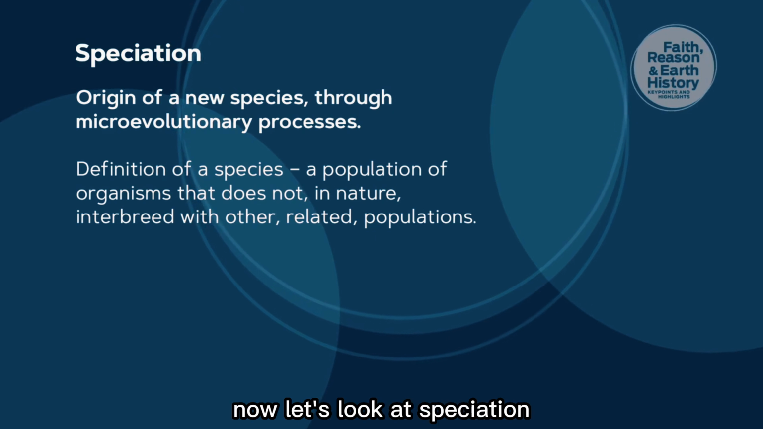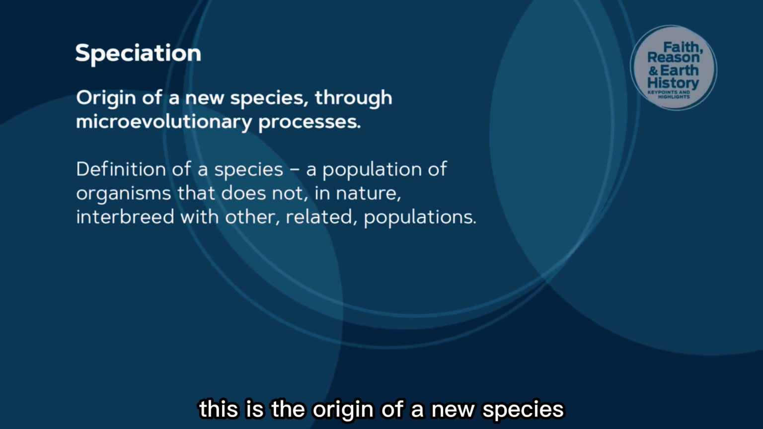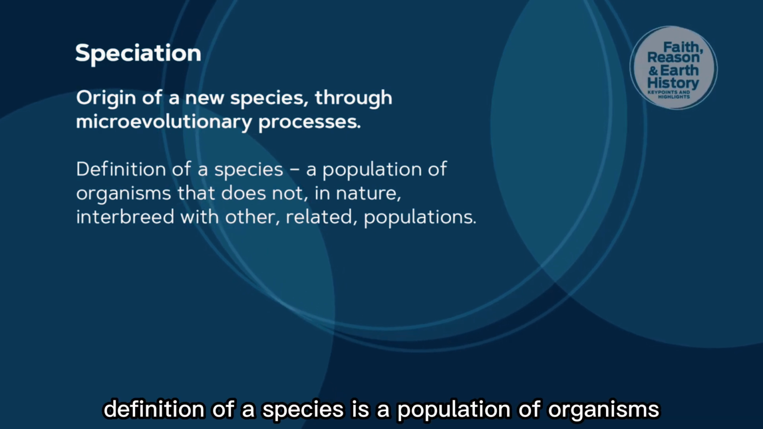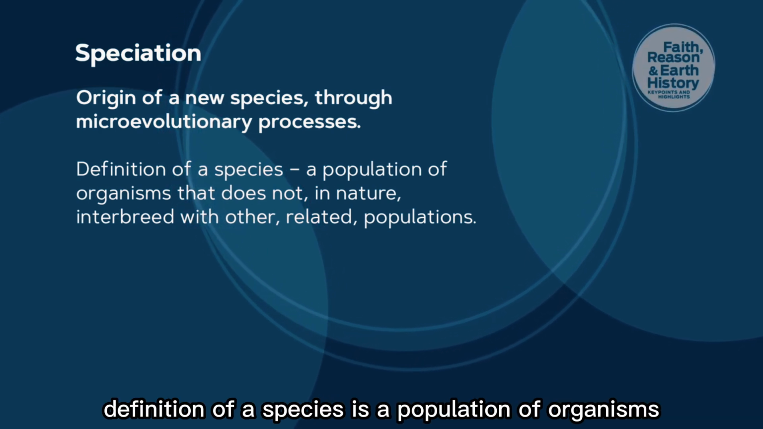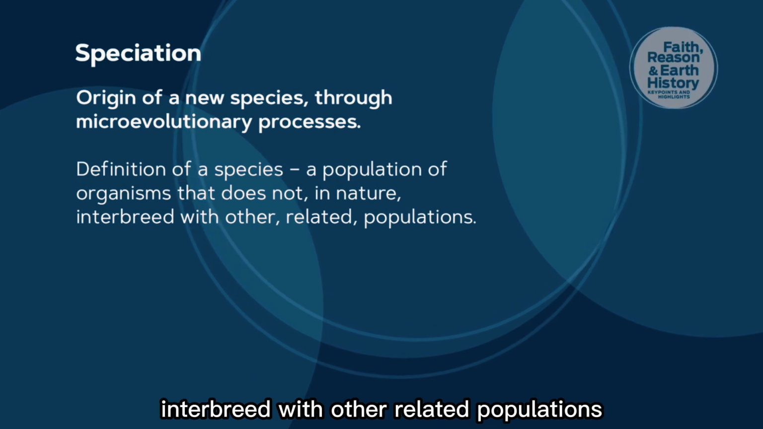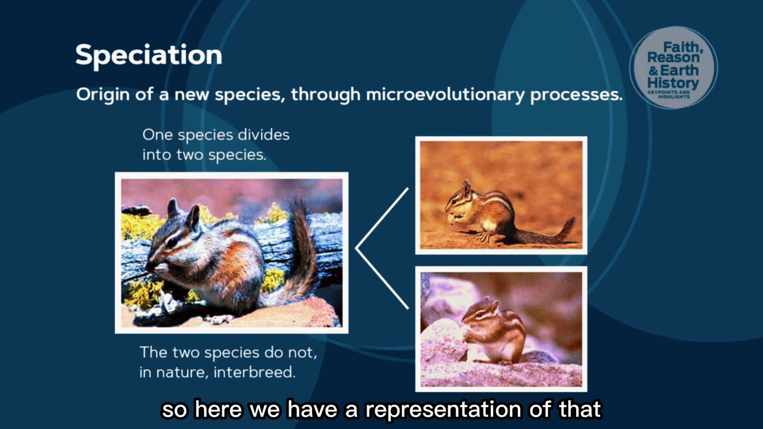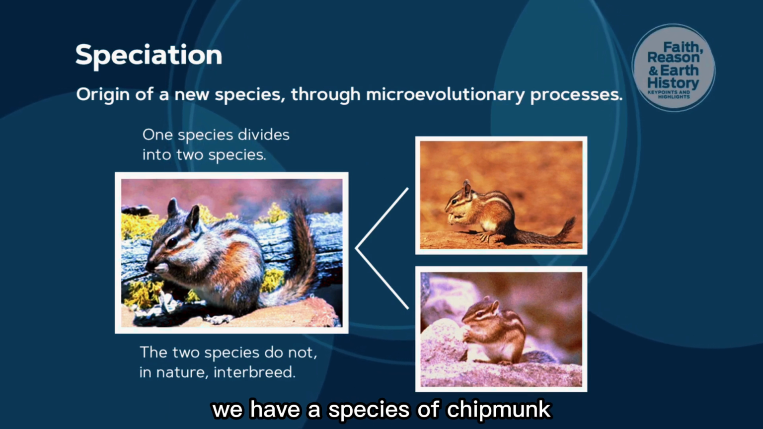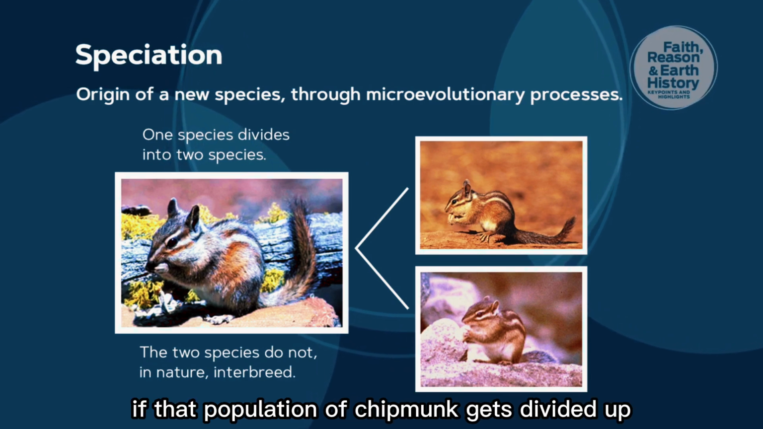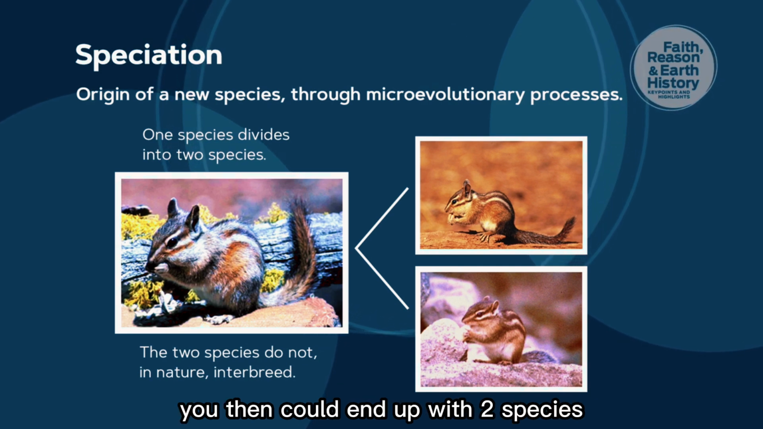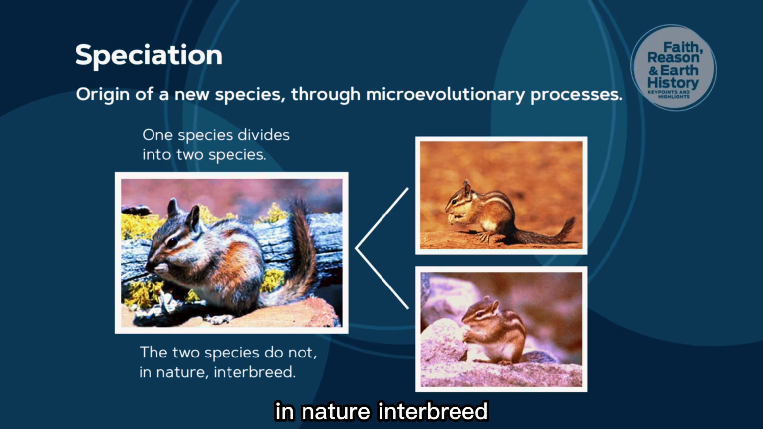Now let's look at speciation. This is the origin of a new species through microevolutionary processes. Definition of a species is a population of organisms that does not, in nature, interbreed with other related populations. So here we have a representation of that. We have a species of chipmunk. If that population of chipmunks gets divided up and they change a little bit, you then could end up with 2 species that do not in nature interbreed.